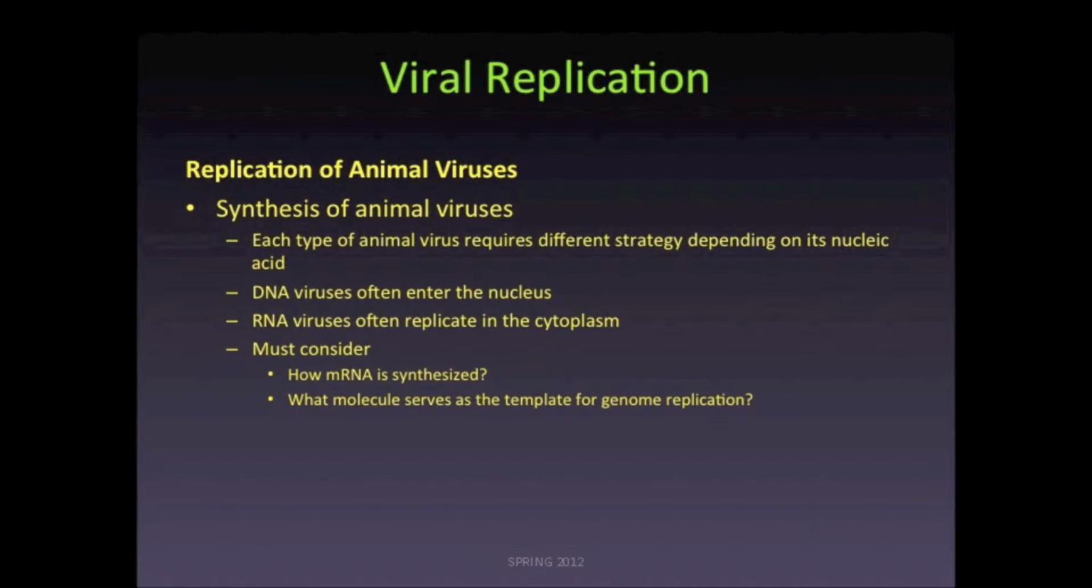Regardless of the type of viral nucleic acid, it must accomplish two tasks. It must synthesize more viral nucleic acids and more viral proteins. In order to synthesize viral proteins, the virus must first synthesize a mRNA molecule to be read by the host cell's ribosomes. We will examine the process by which each type of animal virus synthesizes new viral components.